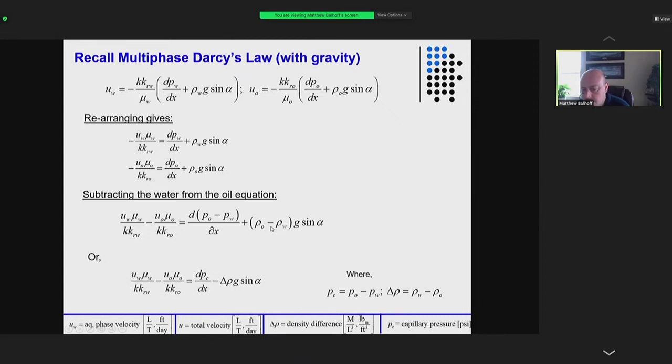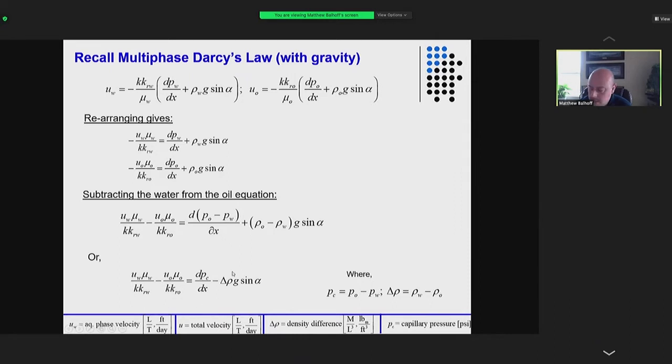Now that's just convention. I could have defined delta rho as rho_o minus rho_w, but the reason why we do it this way is the water density is almost always greater than the oil density, right? We know that water is more dense than oil, and that just makes delta rho positive, but then this makes this negative in front of there. So now we got this equation.